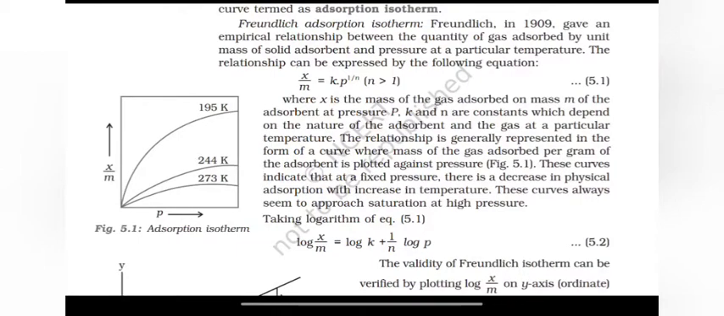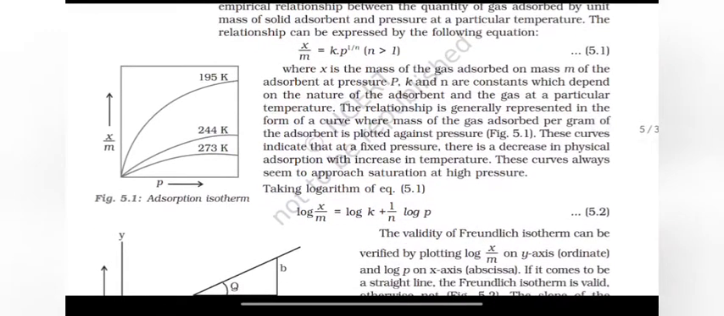The relationship can be expressed in the following equation: x/m = k p^(1/n), where x is the mass of a gas adsorbed on a mass m of the adsorbent at pressure p. k and n are constants which depend on the nature of the adsorbent and the gas at a particular temperature. The relationship is generally represented in the form of a curve where mass of gas adsorbed per gram of adsorbent is plotted against pressure.